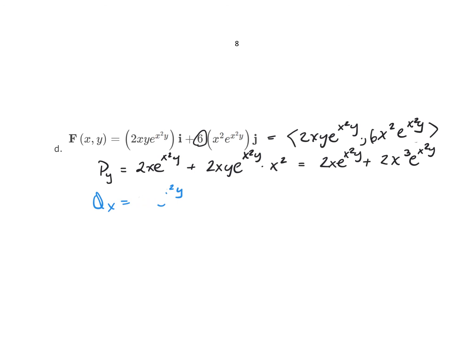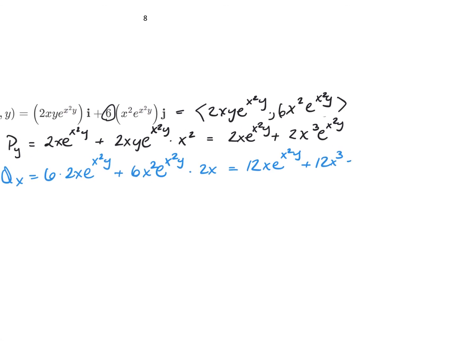Let me erase this. So then this derivative with respect to x is going to be 6 multiplied by 2x e raised to the x squared y, plus 6x squared e raised to the x squared y multiplied by 2x. This is going to give me 12x e to the x squared y plus, looks like, another 12x cubed e to the x squared y. And you can see these don't match. These are not equal.